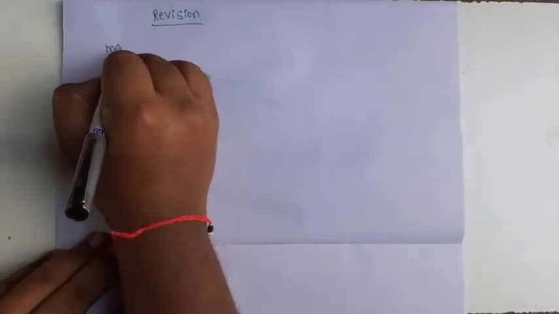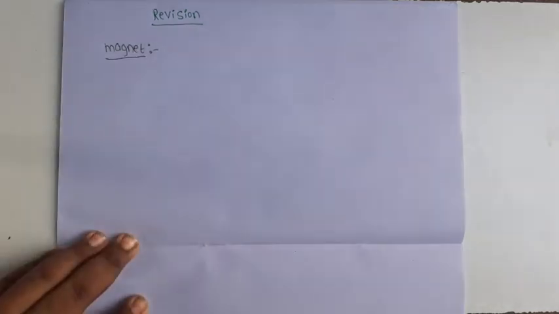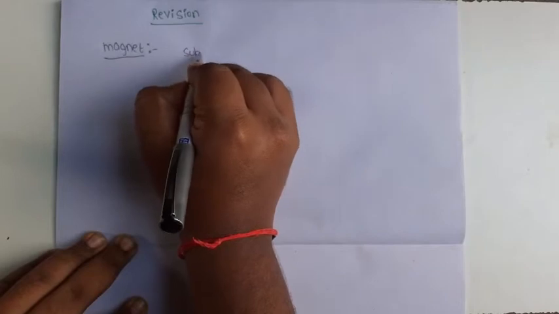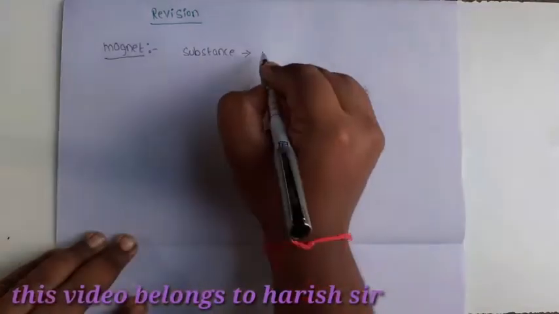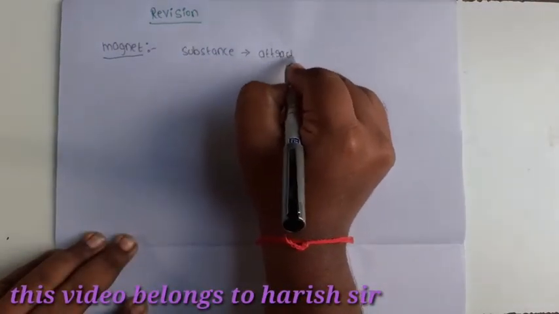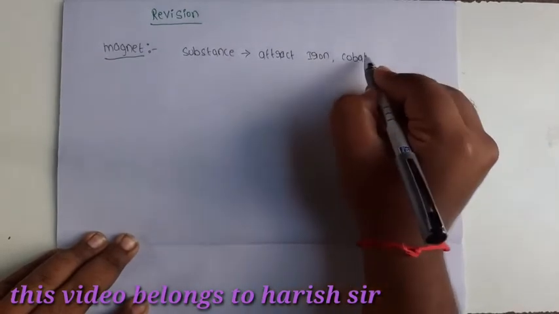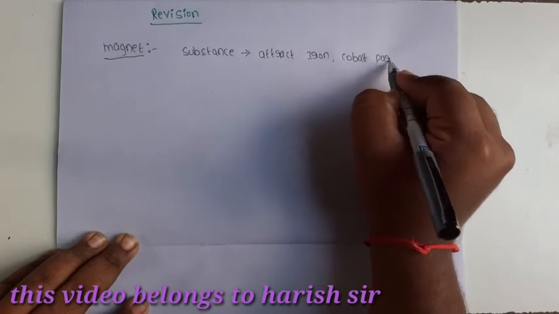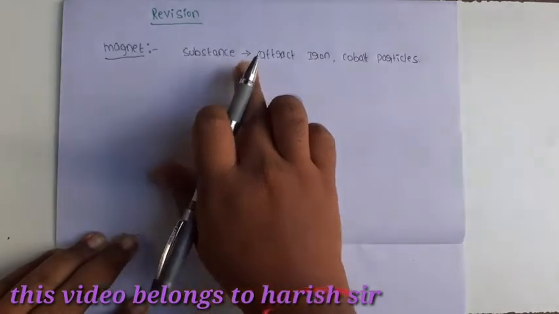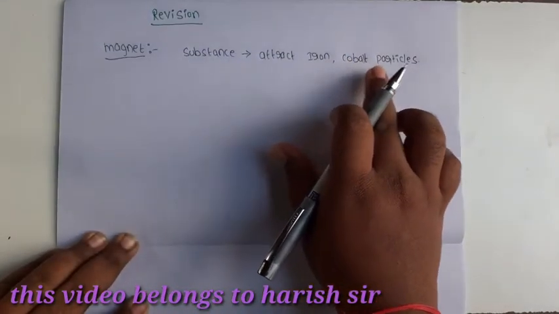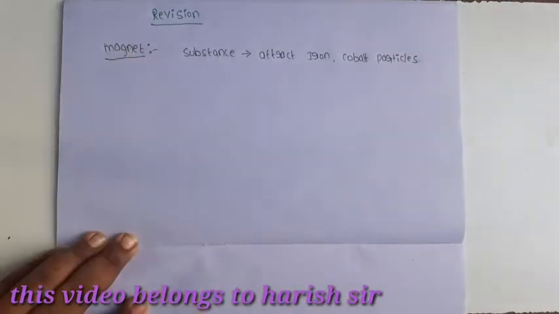Magnet. What is meant by a magnet? A magnet is a substance which attracts iron, cobalt particles. Okay, a magnet is a substance that attracts iron and cobalt particles. That substance is named a magnet.